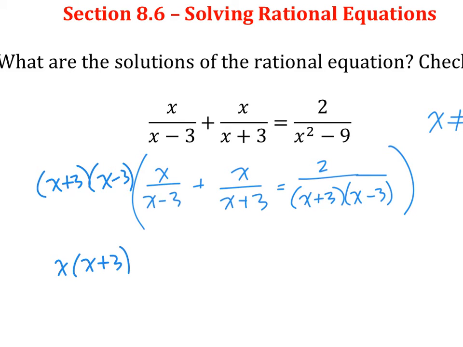All right, now distribute to the second term. What's going to cancel? X plus 3 is going to cancel, and what are we left over with? Yes, x times x minus 3. On the right-hand side, I multiply everything by the least common denominator. What's left over? 2. Yes. Now you have a very simple equation that you've solved in Algebra 1.